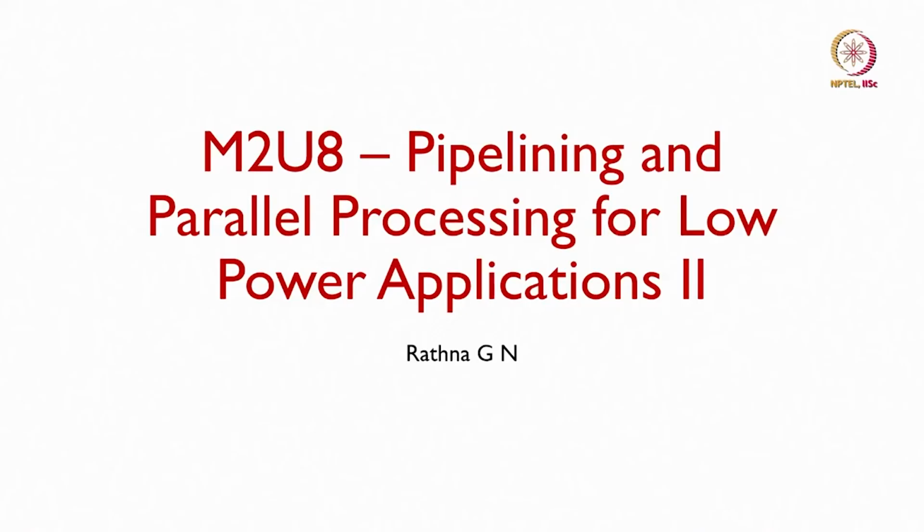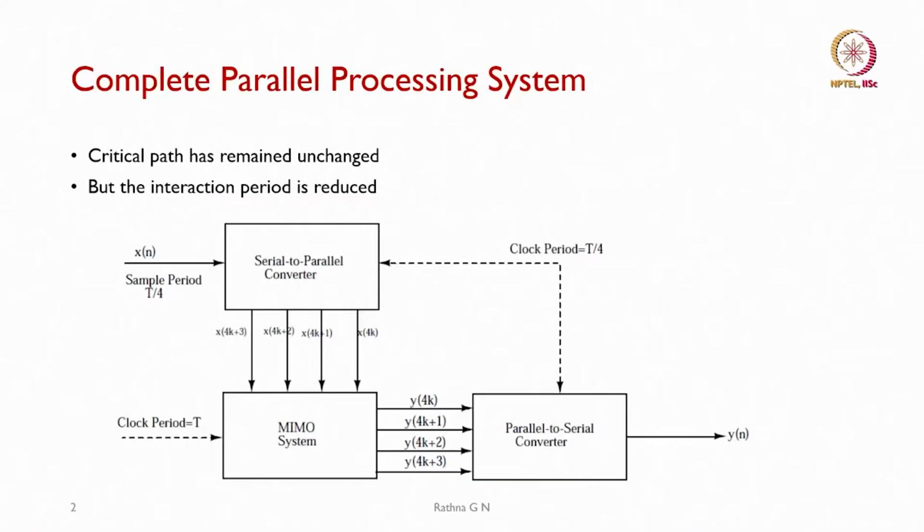Welcome back. We are discussing pipelining and parallel processing for low power applications. Continuing with that, because we need parallel processing, the data has to be fed in parallel. So, how we convert from sequential to parallel, we will see in this figure. The critical path has remained unchanged in these cases, but the iteration period is going to be reduced in this.